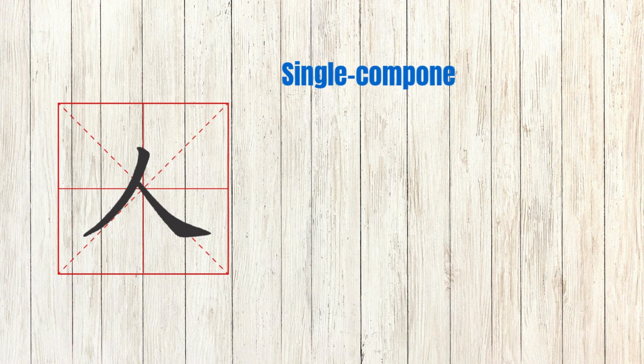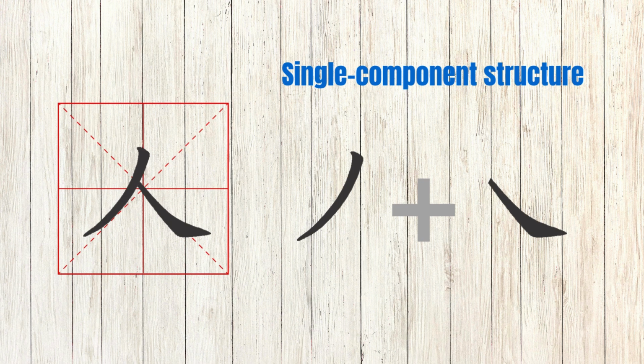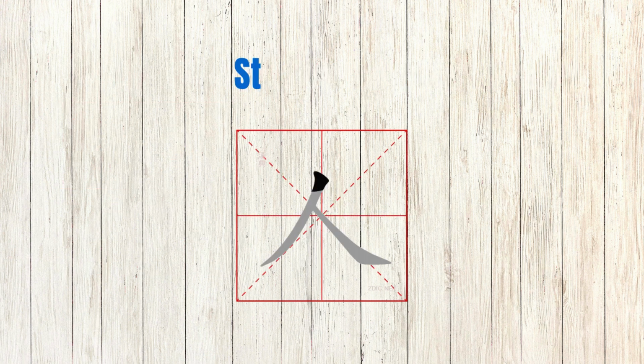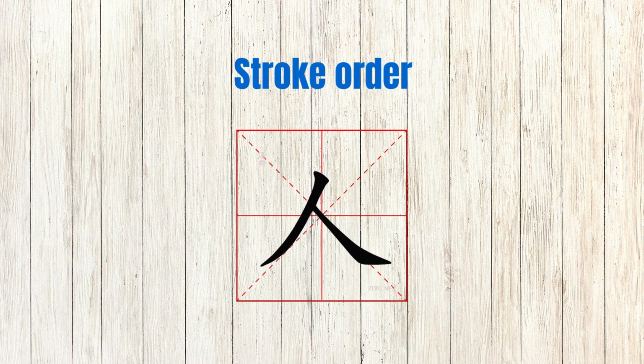人 is what we call a single component character. It's made up of just two strokes. Look familiar? Yes, the left falling stroke and the right falling stroke we learned earlier. One high, one low. Together, they form the character. Even though it looks simple, when writing this character, we still follow the stroke order. Right from left to right.